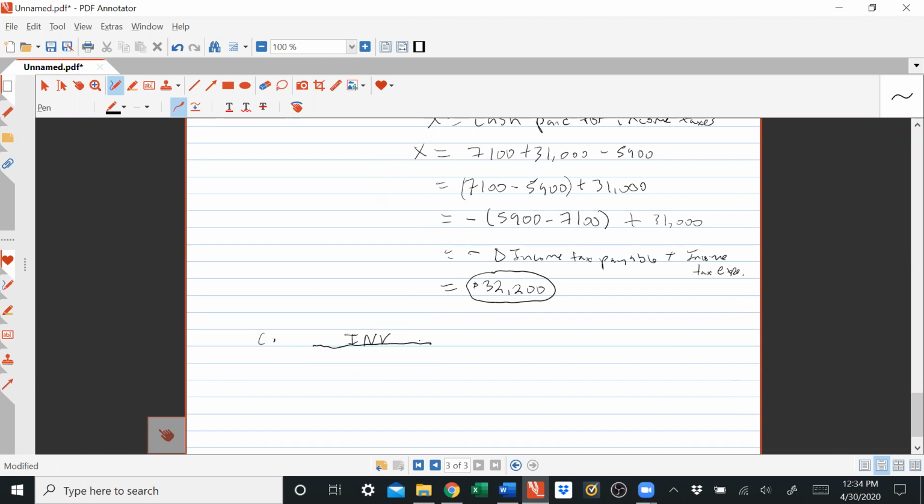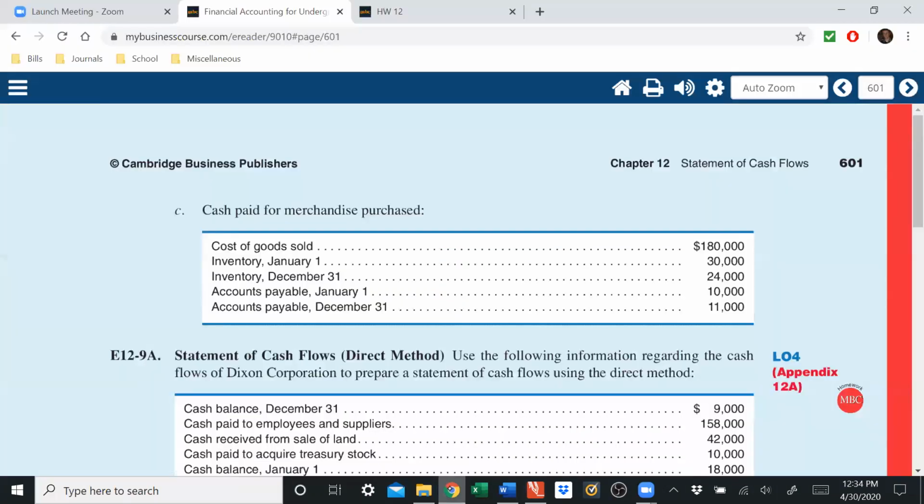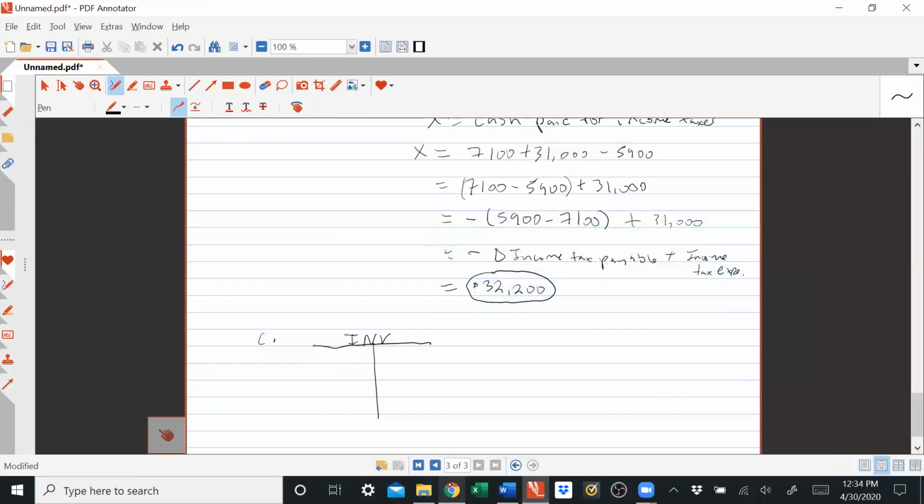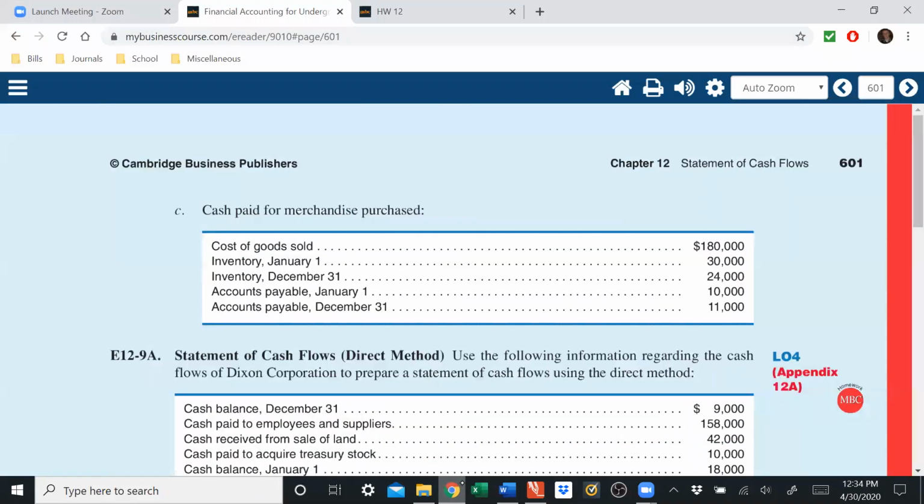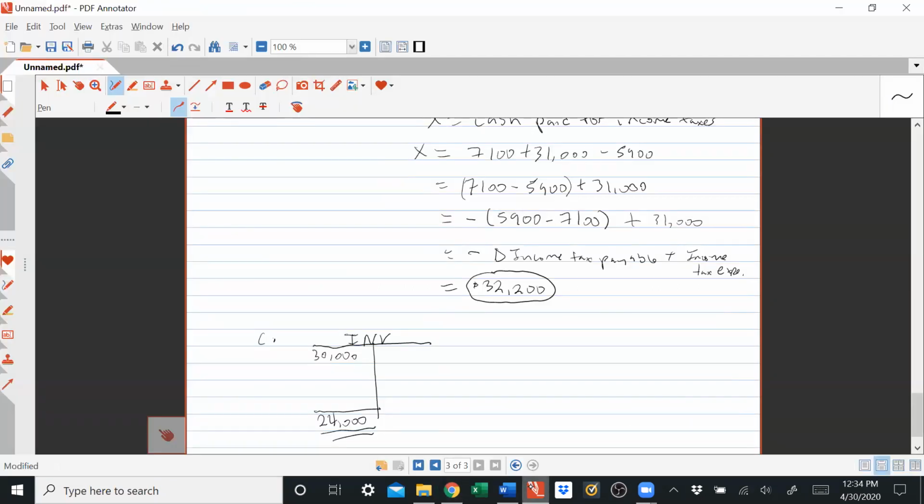So here's inventory. It's an asset. Beginning balance of 30,000, ending balance 24,000. And it said cost of goods sold expense this year is 180,000. What's the journal entry for cost of goods sold expense? We debit cost of goods sold expense. We credit inventory. Does 30,000 plus X minus 180,000 equal 24,000? No. We bought some inventory this period.